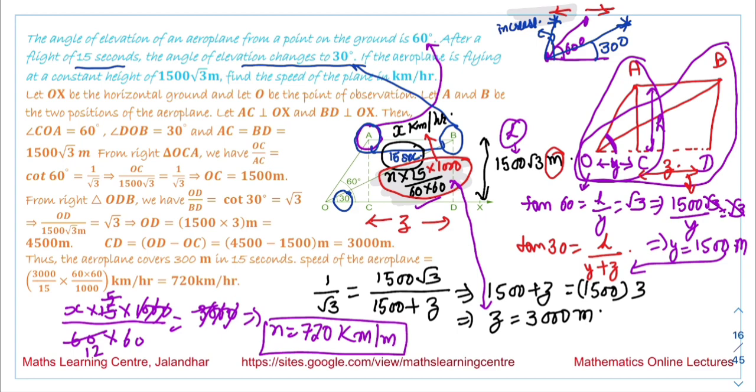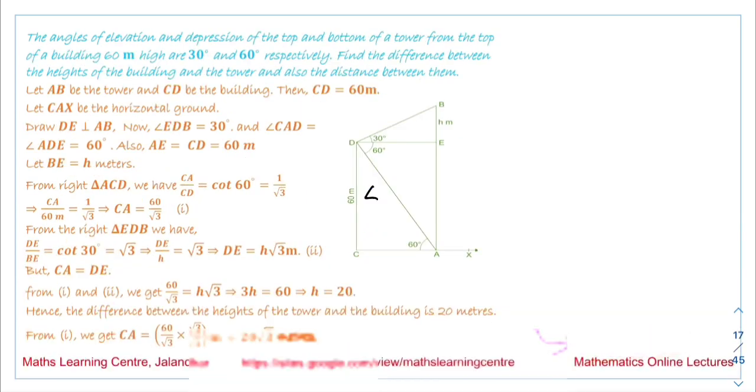Next is the angle of elevation and depression of the top and bottom of a tower from the point of a building 60 meters high. So we are talking about a building that is 60 meters high over here.